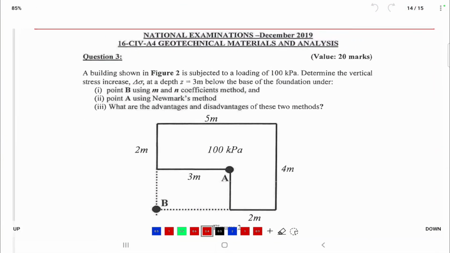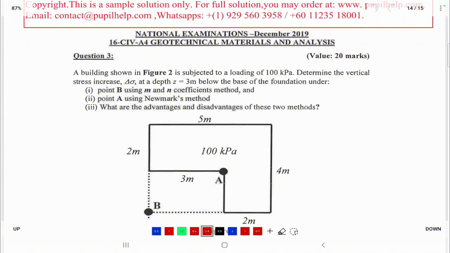Now I'll solve this question, question 3. A building shown in figure 2 is subjected to a loading of 100 kPa. Determine the vertical stress increase, delta sigma, at a depth of Z equals 3 meters below the base of foundation. So it is at point B, under this point. For part A, I, it is here.